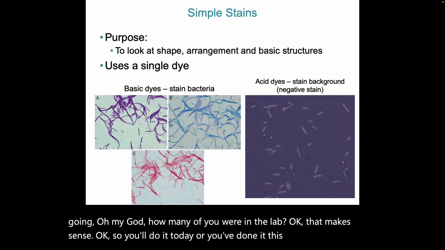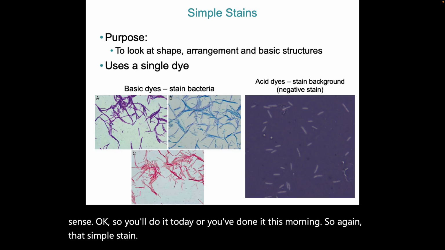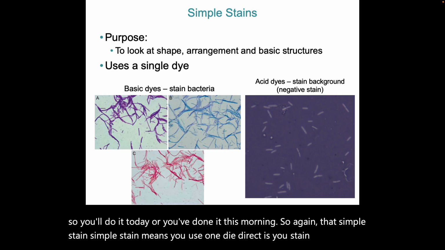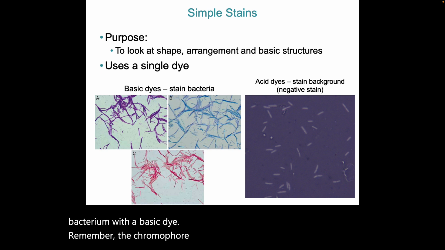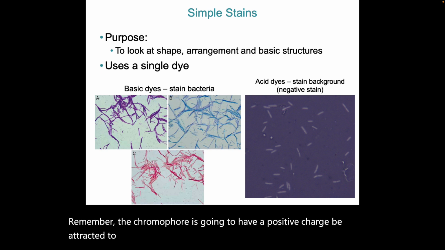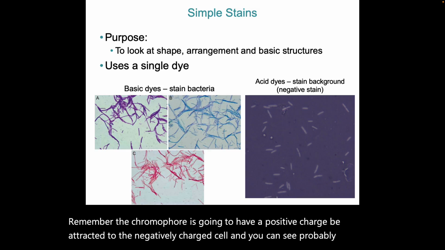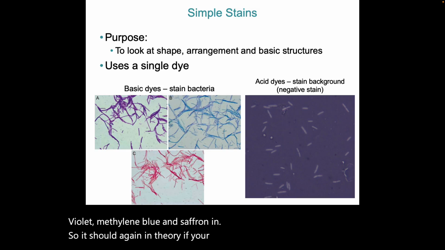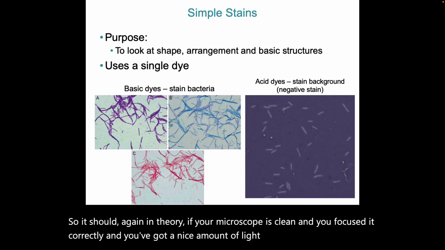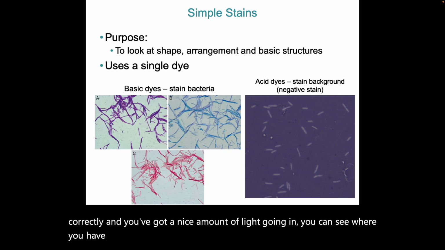So again, that simple stain. Simple stain means you use one dye. Direct is you stain the bacterium with a basic dye. So remember, the chromophore is going to have a positive charge, be attracted to the negatively charged cell, and you can see probably crystal violet, methylene blue, and safranin. So in theory, if your microscope is clean and you've focused it correctly and you've got a nice amount of light going in, you can see where you have individual cells. These are rod shaped.